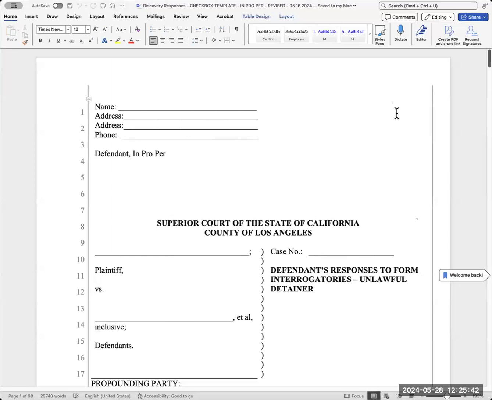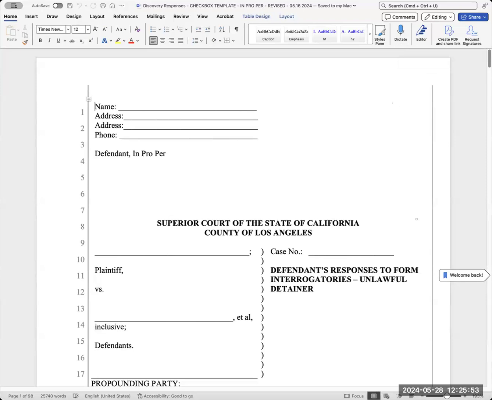We're going to start today with how to respond to the form interrogatories general, because we typically object to those. So I'm going to put them on screen. These are not commonly served because they're not typically used in unlawful detainer cases. That's why there are form interrogatories unlawful detainer. Those are specific to unlawful detainer cases.